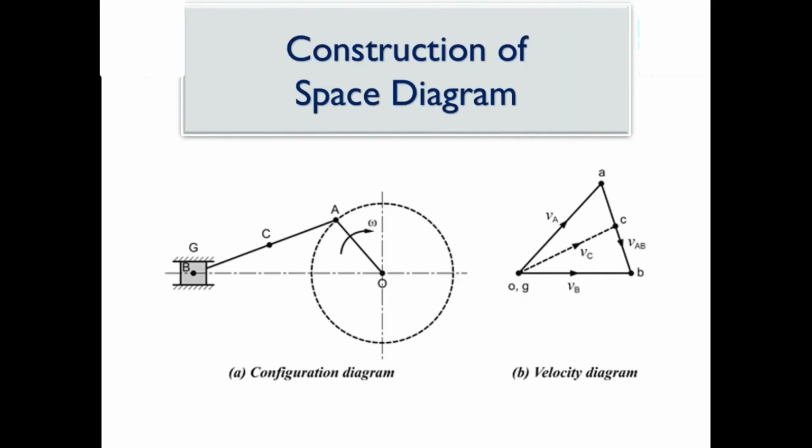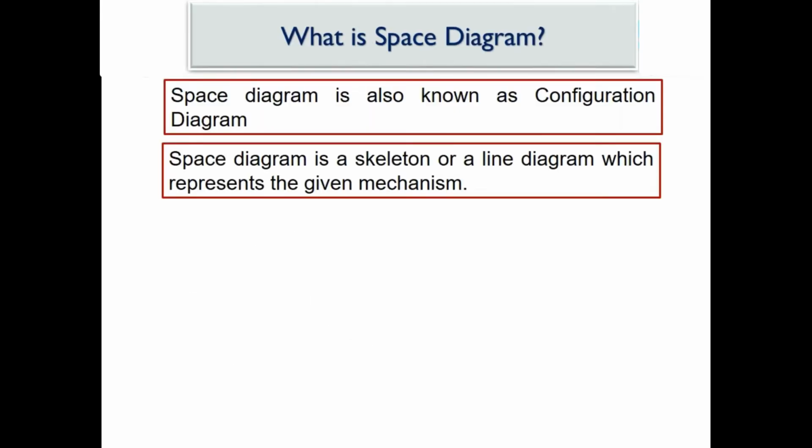Dear students, in this clip let us learn how to do construction of space diagram. First of all, what is space diagram? Space diagram is also popularly known as configuration diagram. A configuration diagram is a line diagram. In fact, it is a skeleton that represents the given mechanism. In fact, for any velocity or acceleration analysis, the first step would be construction of configuration diagram.